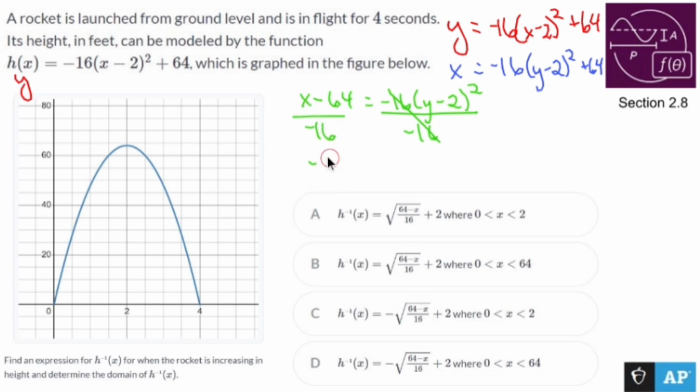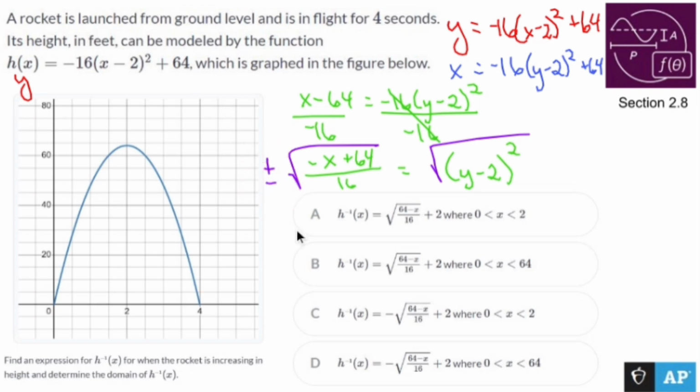So I'm going to make you negative x plus 64 over positive 16. And once again, what I did is by dividing a negative, I can flip-flop everything. That equals y minus 2 in parentheses squared. Now, in order for you to get y all by itself, we need to square root both sides. When you square root both sides, you usually have a positive or a negative, right? But in this case, they only want the positive part. And that is the only part that's going to make sense.